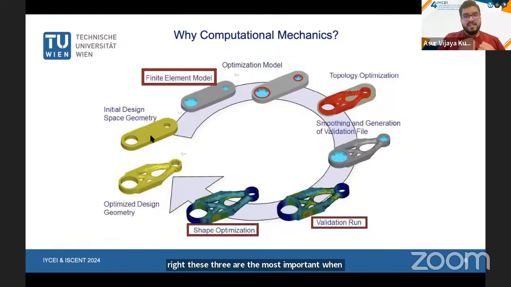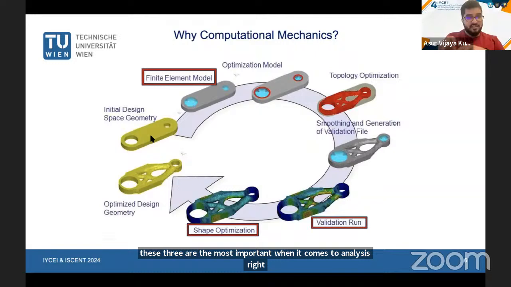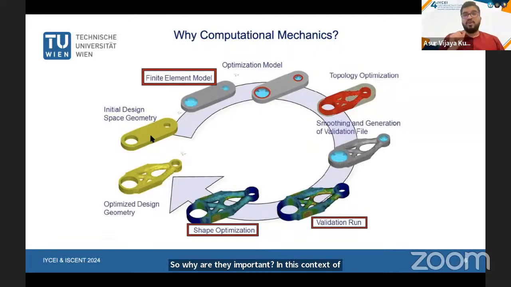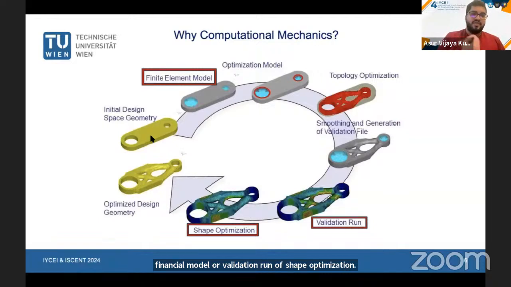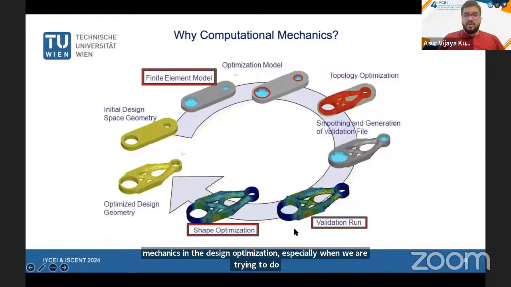So why are they important? In this context of fracture mechanics, it is because if you don't take care of the fracture mechanics in the finite element model or validation run or shape optimization, the final design will be a fully flawed design. So the final design, even though it looks beautiful, it will break like this, right? So that's why we have to consider fracture mechanics in the design optimization, especially when we are trying to do a finite element model. Okay, now what happens?